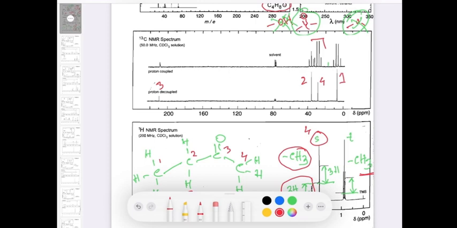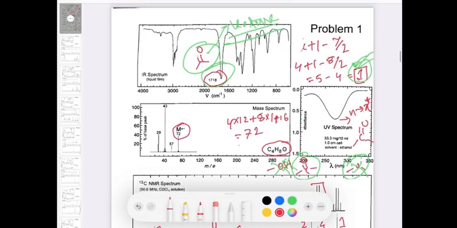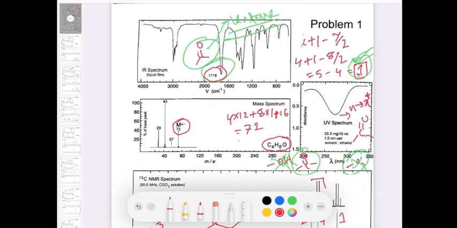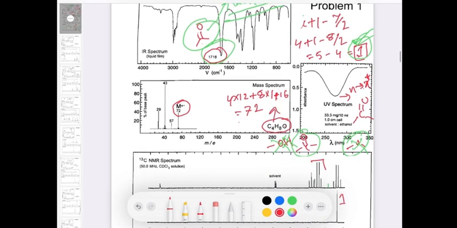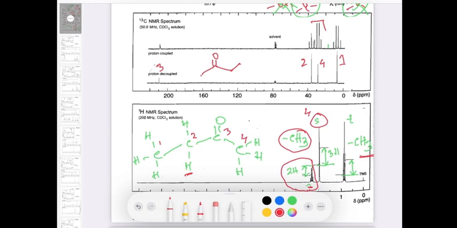So finally we can say this is the structure. So methyl group, CH2 group, carbonyl, and CH3 group. So this is the solution for this problem. So I hope you understand how we are determining the structure from the information given, like IR, mass, molecular formula, and also a little bit of information from UV, and mostly information from carbon and hydrogen. So let's see, we can do some more examples.